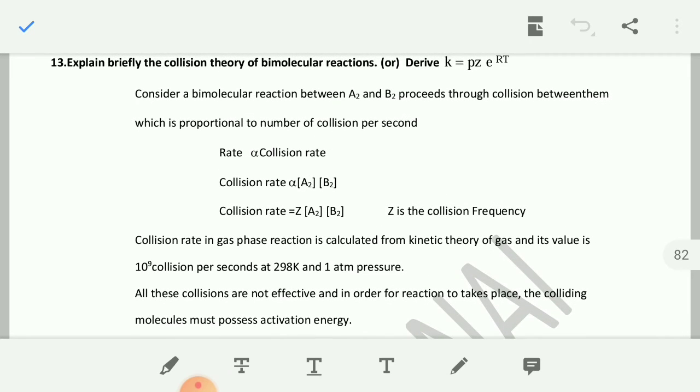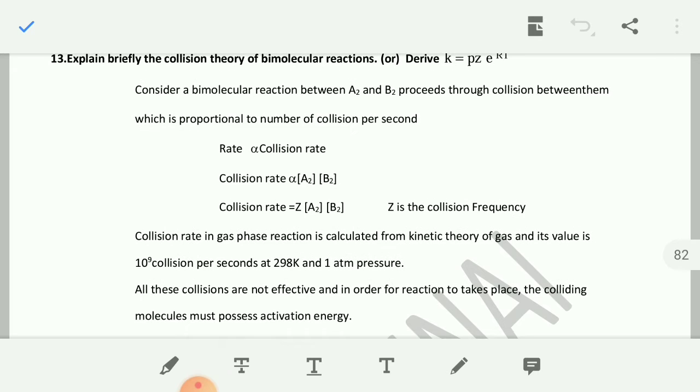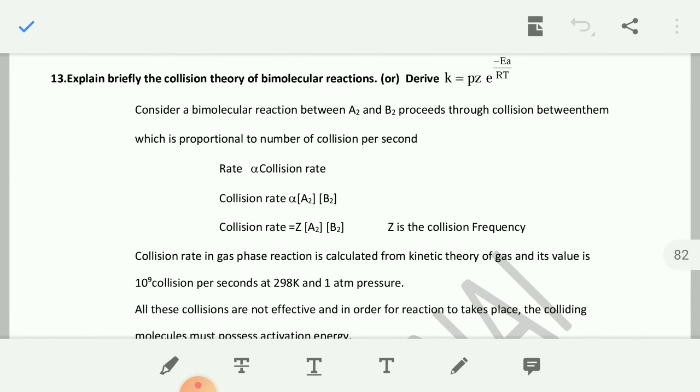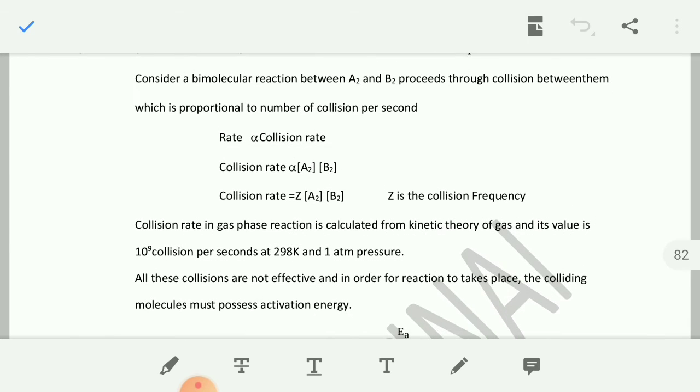Consider a bimolecular reaction. Bimolecular means 2. Consider a bimolecular reaction between A2 and B2. The reaction proceeds through collision between them, so the rate is proportional to the number of collisions per second. So rate is directly proportional to the collision rate. The collision rate is directly proportional to the concentration of A2 and the concentration of B2. So collision rate equals Z, where Z is the collision frequency, times the concentration of A2 and the concentration of B2.